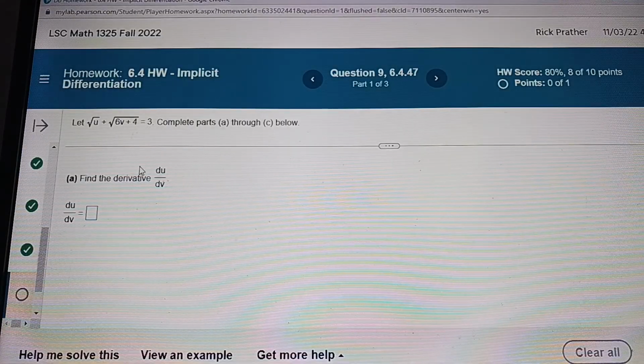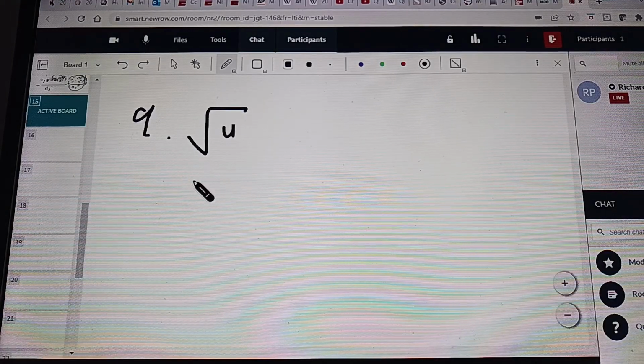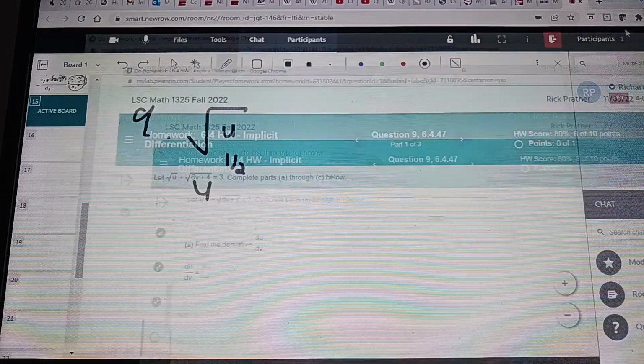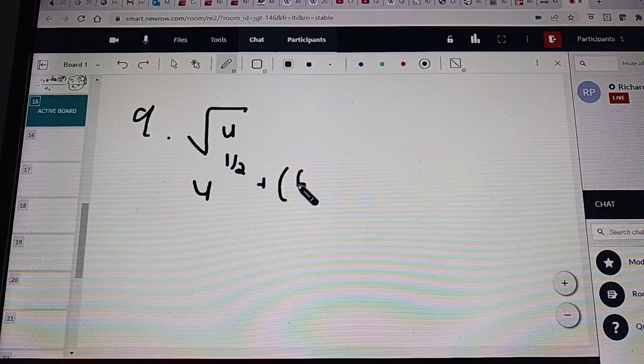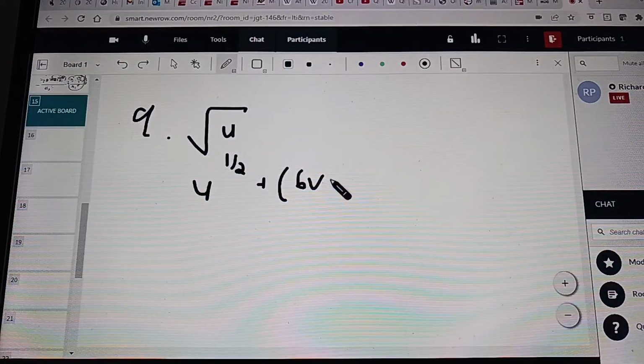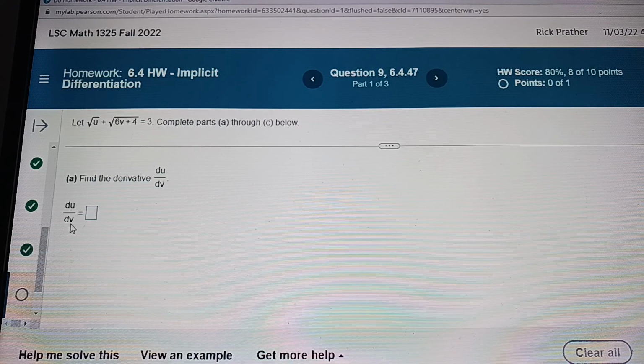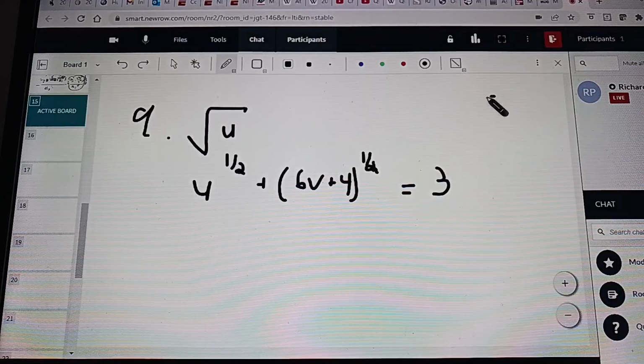Okay. Then anytime I do a u variable, I have to attach an extra dv over dv. So number 9, square root of u, or I could write u to the 1/2 plus 6v plus 4 to the 1/2 equals 3. And they tell you what they want. They want du over dv. So that tells you which one is the variable of interest.